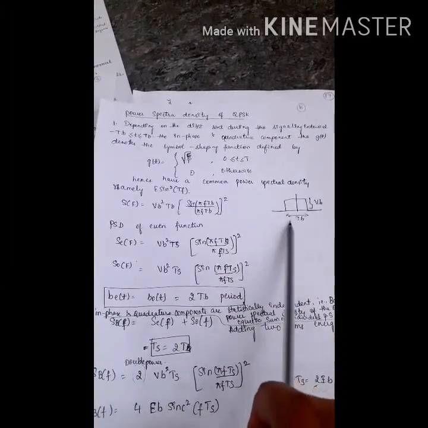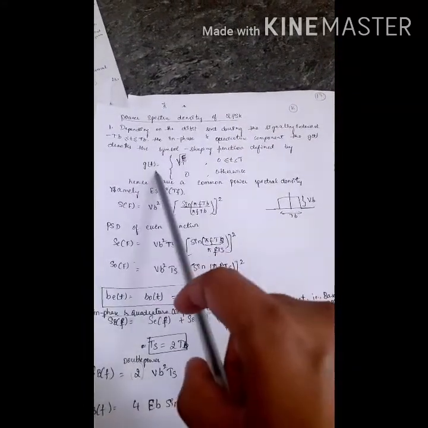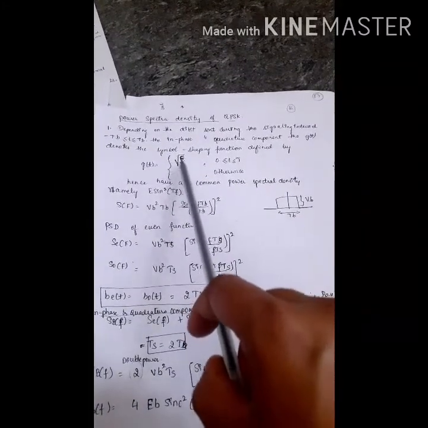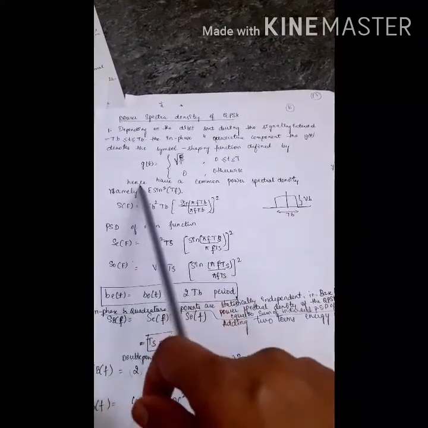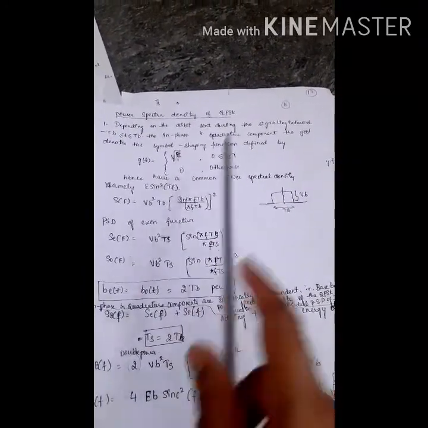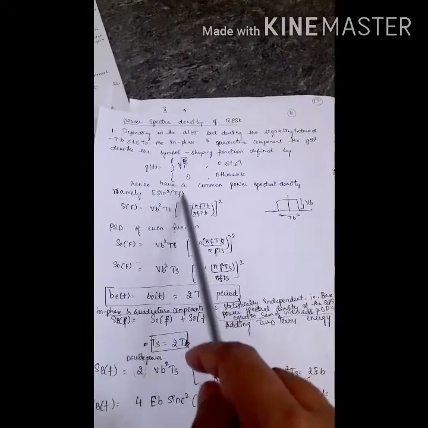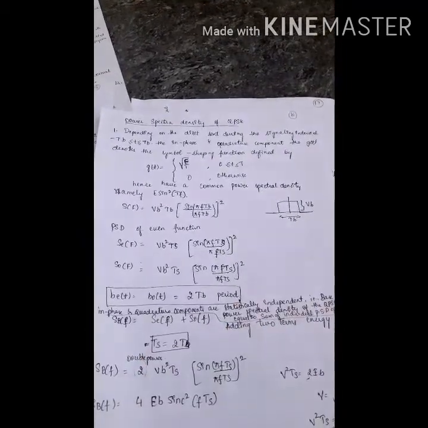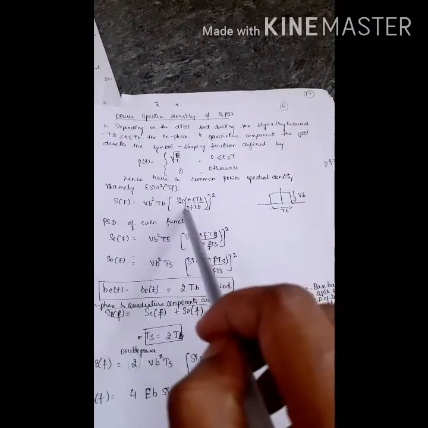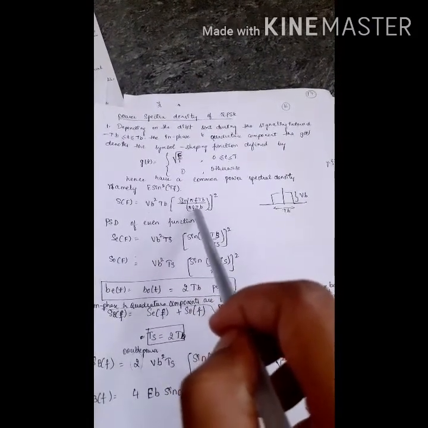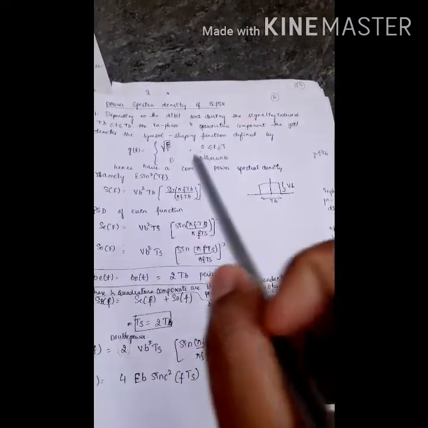The in-phase and the quadrature components of g(t) denote the symbol shaping function, that is g(t) is equal to square root of E by T, where t varies from 0 to T. Hence we have a common power spectral density, namely E into sinc square of Tf, where S(f) is equal to Vb square into Tb into sinc, that is sin(pi f Tb) by (pi f Tb). This is the power spectral density.